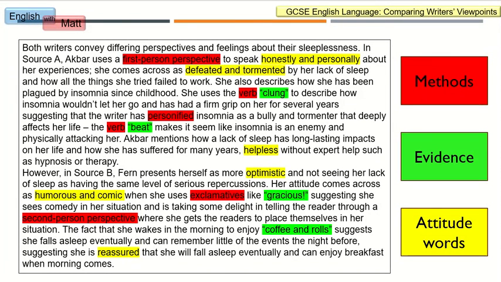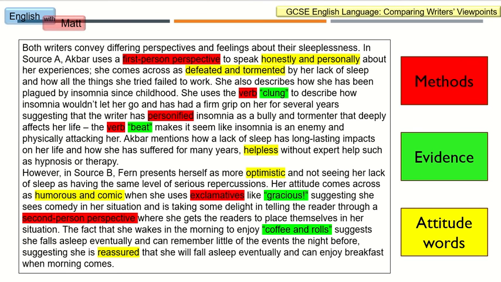Her attitude comes across as humorous and comic when she uses exclamatives like gracious, suggesting she sees comedy in her situation and is taking some delight in telling the reader through a second person perspective where she gets the readers to place themselves in her situation. The fact that she wakes in the morning to enjoy coffee and rolls suggests she falls asleep eventually and can remember little of the events the night before, suggesting she is reassured that she will fall asleep eventually and can enjoy breakfast when morning comes.